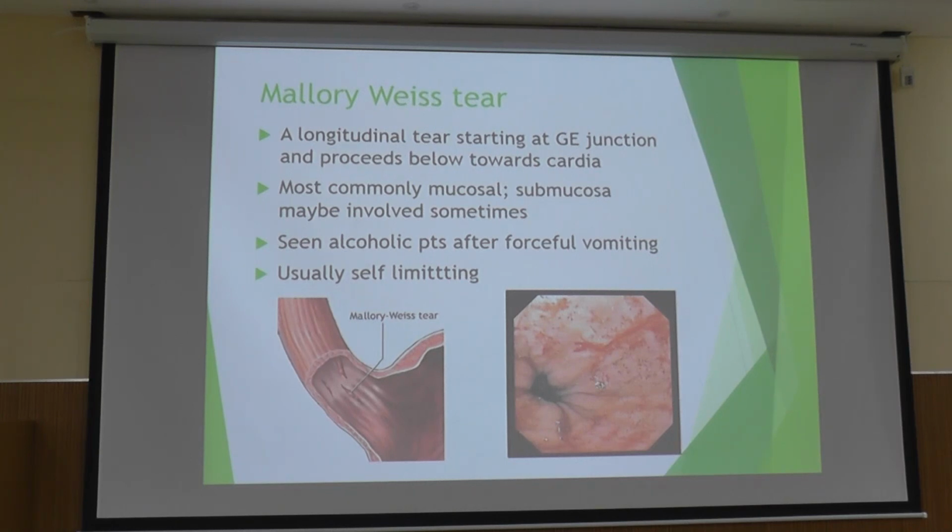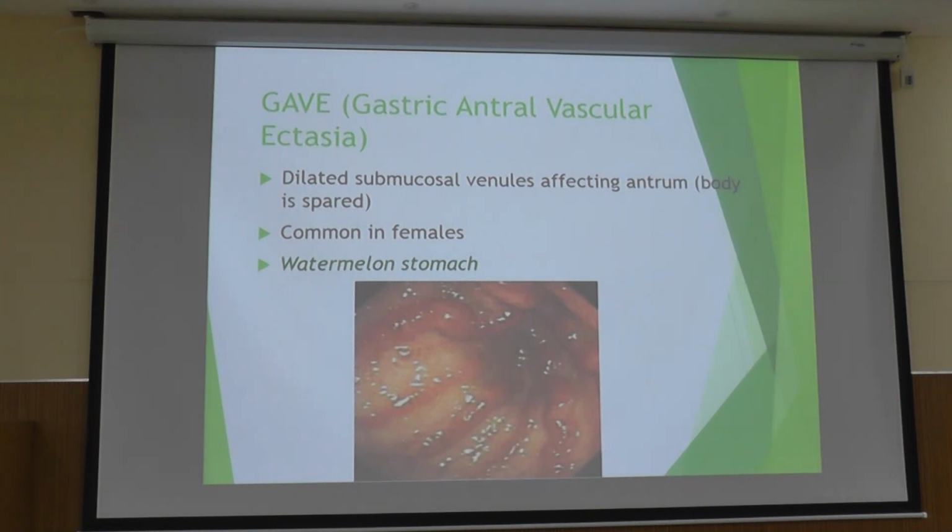Mallory-Weiss tear is usually mucosal and rarely submucosal. It is a vertical mucosal tear which extends from the gastroesophageal junction towards the cardia of the stomach. It is usually seen after forceful vomiting in alcoholic patients, and also in pregnant ladies sometimes. It is usually self-limiting, and the patient presents with hematemesis.